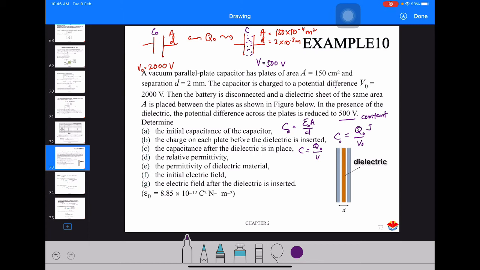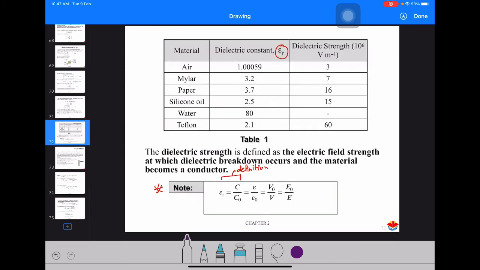Okay, the next question, they want you to find the relative permittivity, which is basically epsilon R. From the definition, this one is actually equal to C over C naught. I have to double check, but I think this one is correct. Yeah, it's C over C naught. I always get confused between which one is up and which one is down.